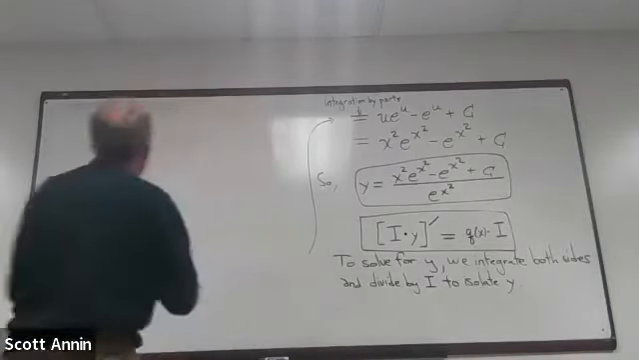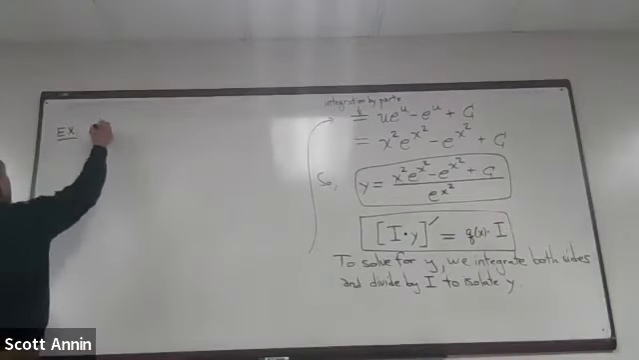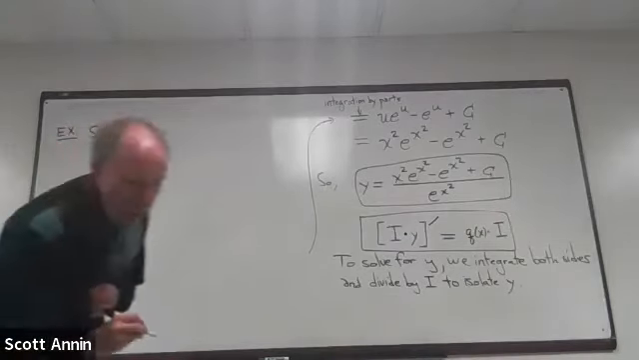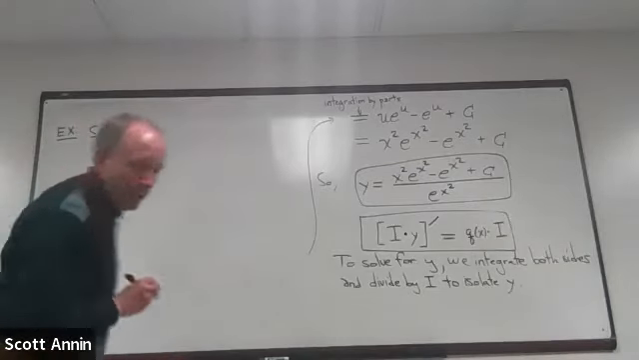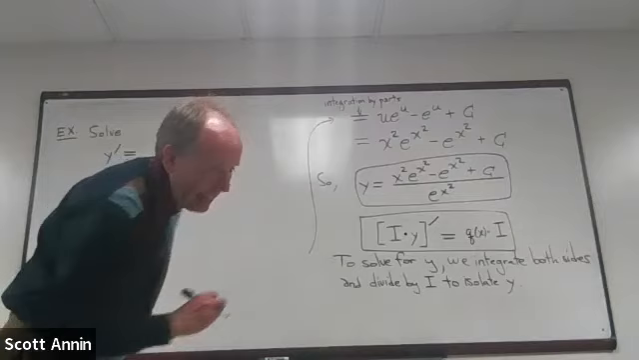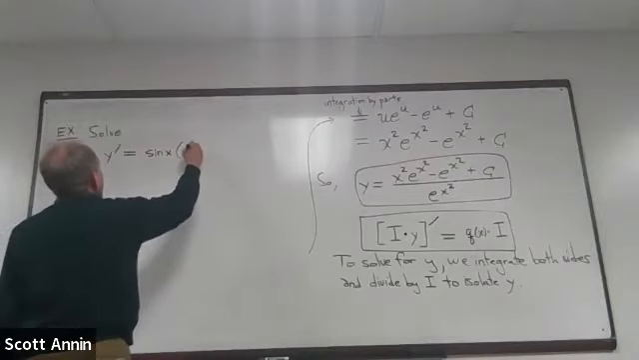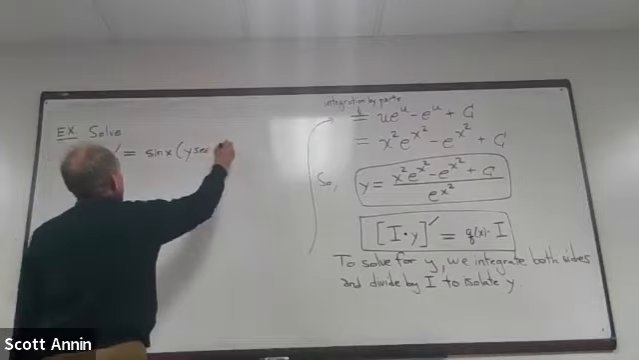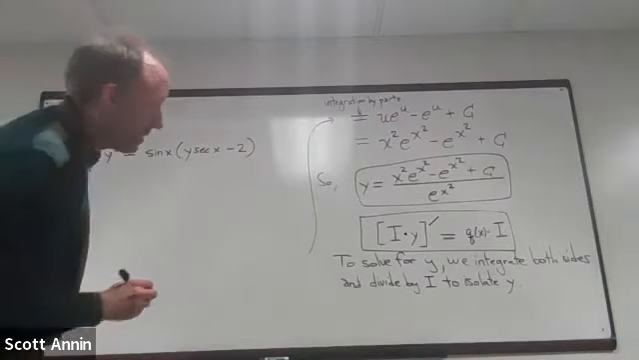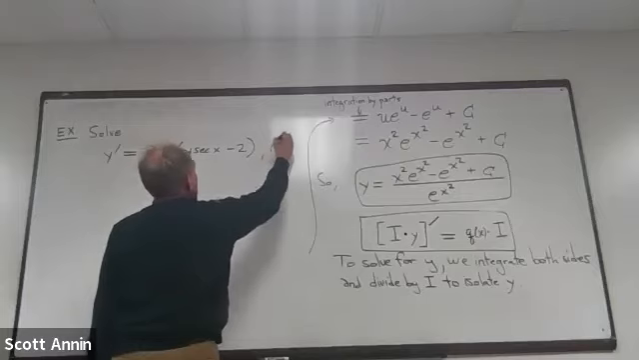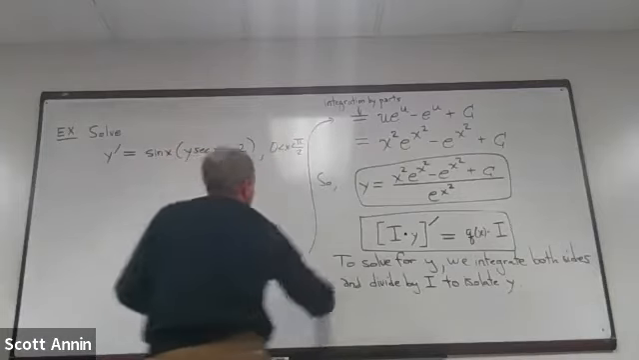So here's another example. Let us solve the following differential equation. y prime equals sine of x times y secant of x minus 2. And the minus 2 is part of the parentheses there. And I'm going to restrict x here to be between 0 and pi over 2.